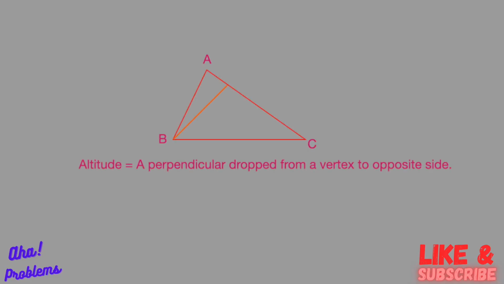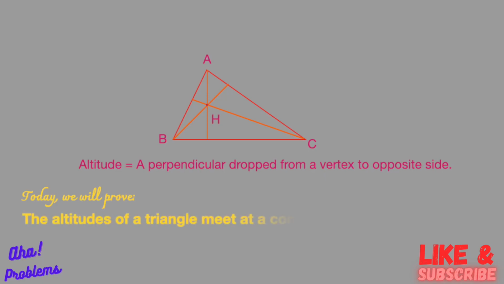Hi. Altitude, remember, is a perpendicular that is dropped from a vertex to the opposite side. In this video, we're going to show that the three altitudes of a triangle are concurrent.